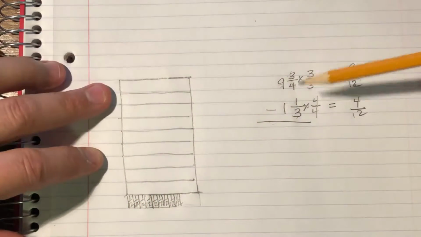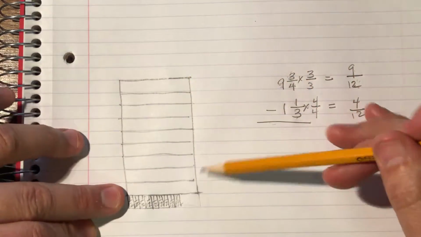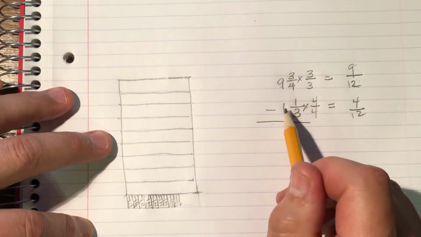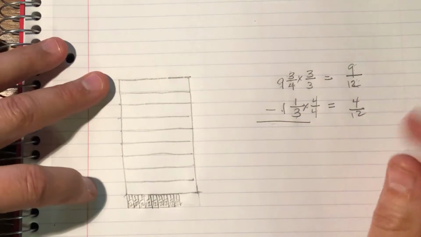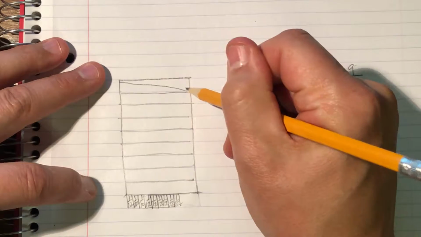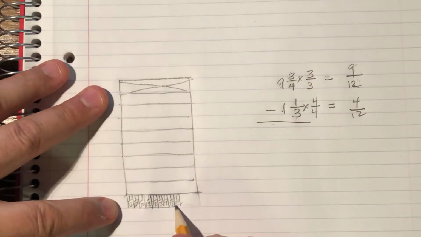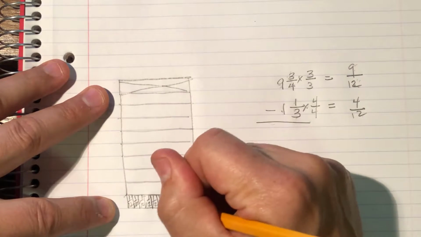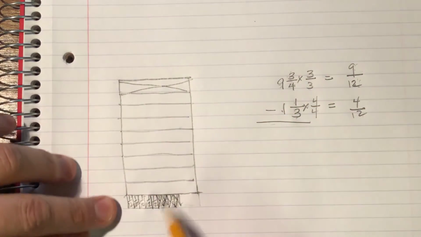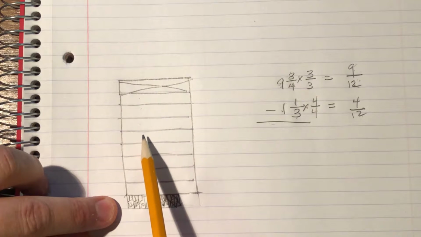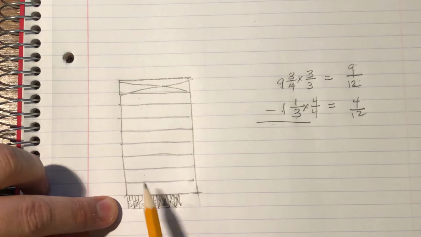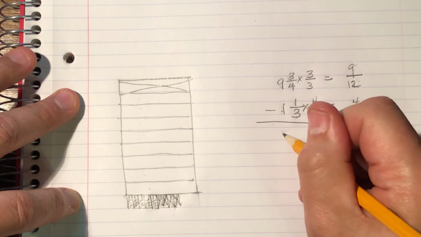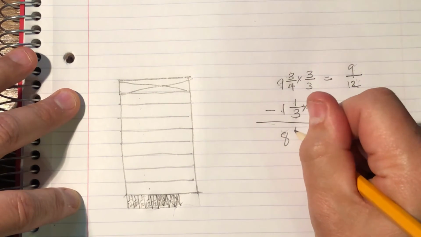All right, so now I have drawn 9 and 9/12. And now I have to take away 1 and 4/12. So I'm going to take away 1 by crossing it off and cross off 4/12. 1, 2, 3, 4. And I'm left with 1, 2, 3, 4, 5, 6, 7, 8, and 5/12. So 8 and 5/12.